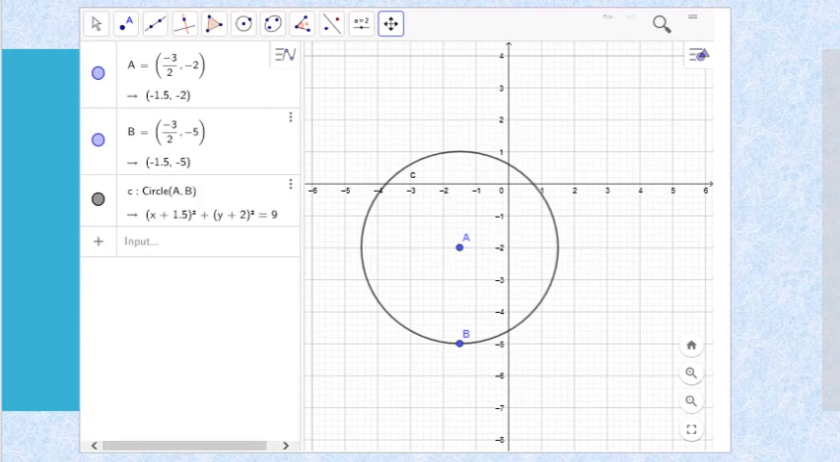That is B. So, ginrap ko yan. Dito din, gawa ka ng circle. Yung equation mo ng circle na yan ay x plus 3 halves plus y plus 2 quantity squared equals 9. That's it.